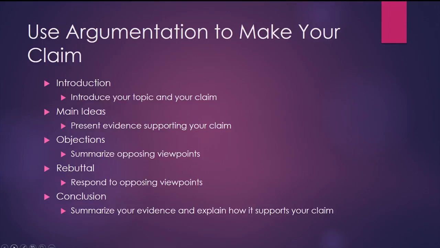So again, we talked about this in a previous video, but here it is. Argumentation is going to have at least 5 steps, and they might cycle and repeat, but you're going to want to do all 5 of these things. You're going to want to introduce your topic and your claim in the introduction. You're going to want to present evidence that supports your claim as you present your main ideas, and you make that thorough. You also want to present the opposing viewpoints of others in the objections.